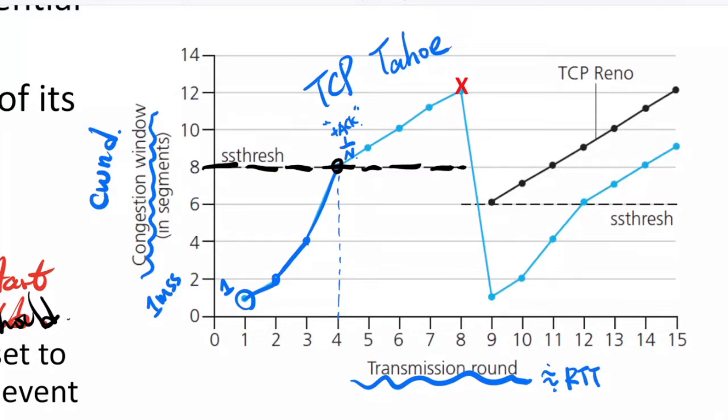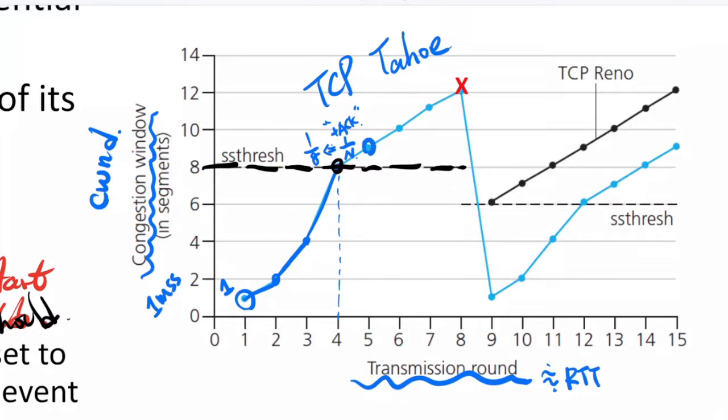We only add, for example, right here, 1 over 8. Because you have 8 in-flight packets, so you will have 8 acknowledged packets, right? So each one increases 1 over 8 MSS. So in total, these 8 acknowledgements will add 1 segment, 1 maximum segment size, to the congestion window size.